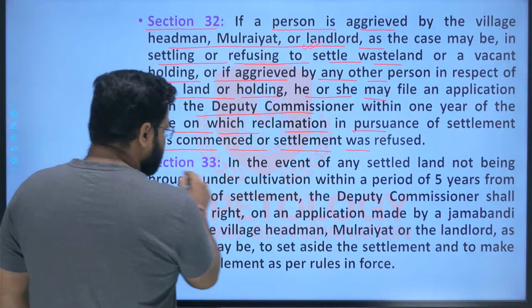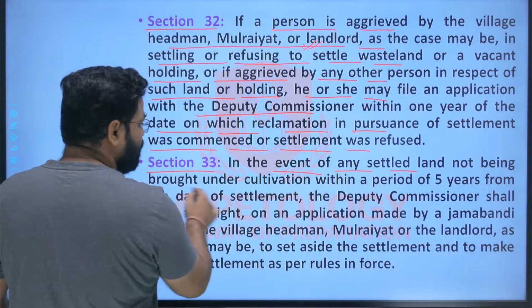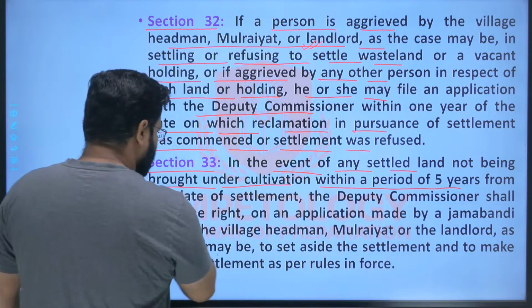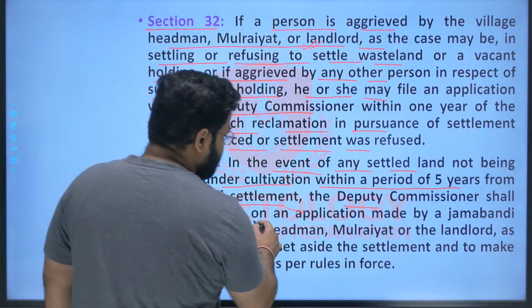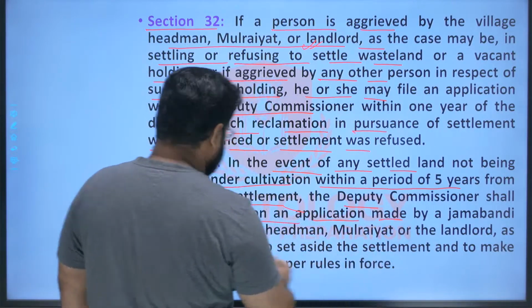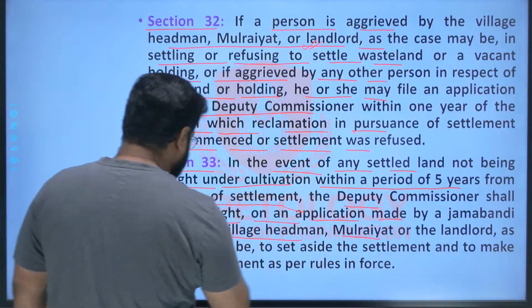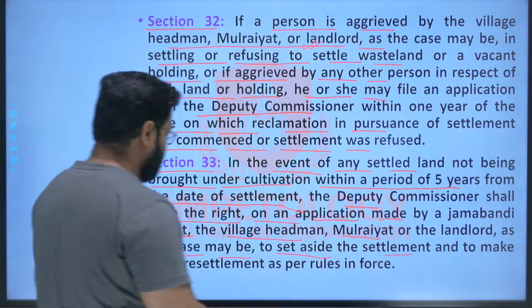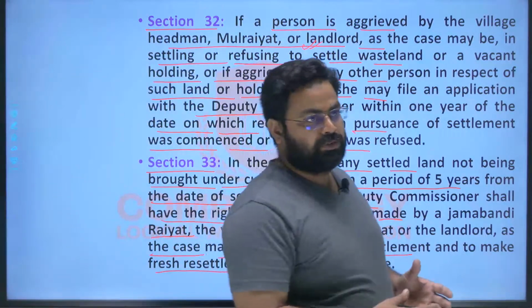And section 33 says that in the event of any settled land not being brought under cultivation within a period of 5 years from the date of settlement, the DC shall have the right, on an application made by a Jamabandi Rayyat, the village headman or Mool Rayyat or landlord, as the case may be, to set aside the settlement and make the fresh resettlement as per the law in force.